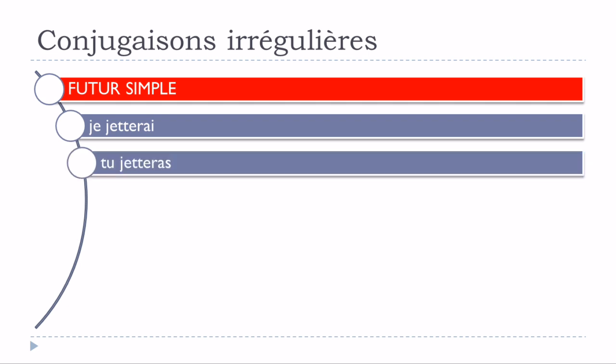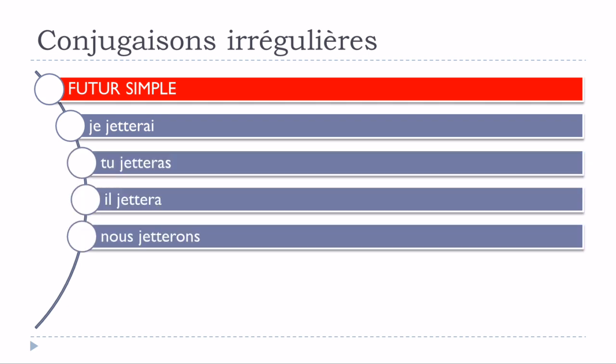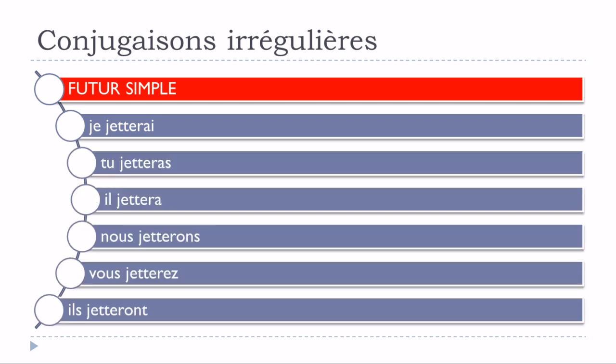Now for the futur simple: je jetterai, tu jetteras, il jettera, nous jetterons, vous jetterez, ils jetteront. We can see that here this modification will affect all the forms, and it's exactly the same modification as we did previously for the présent form. So you double this letter: jetterai, jetteras, jettera, jetterons, jetterez, jetteront.